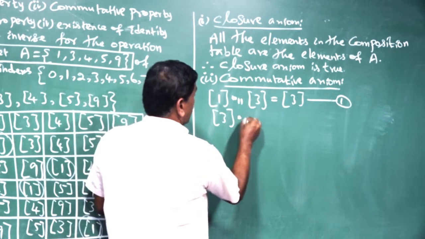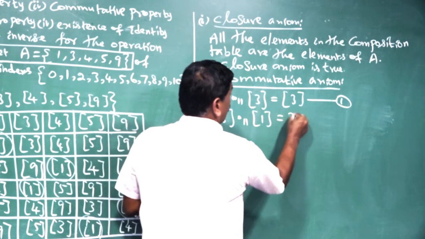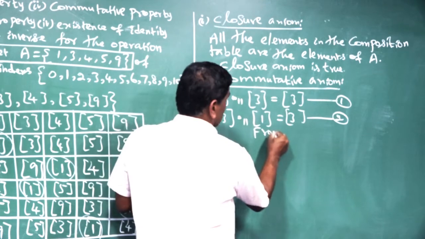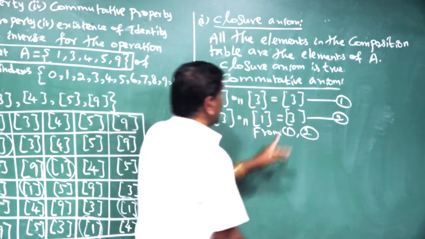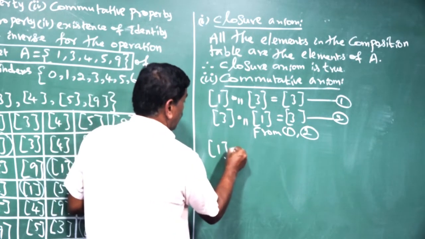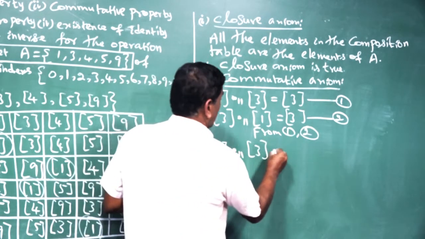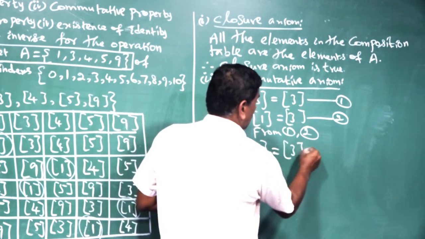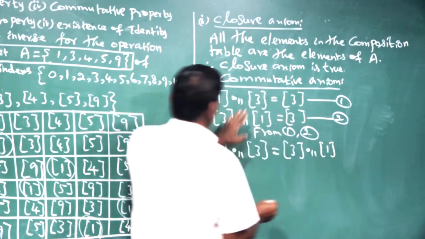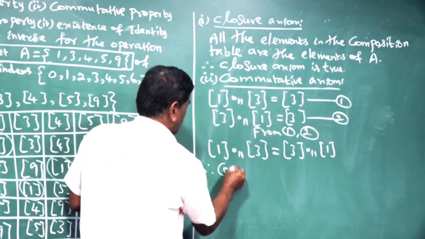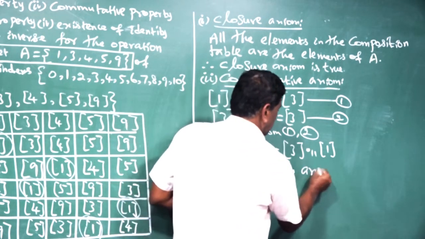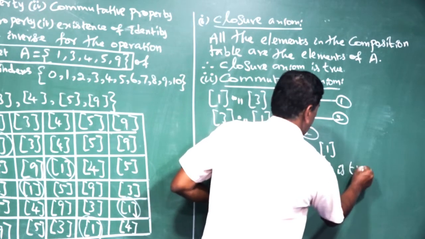Now, its reverse multiplication. 3 multiplication modulo 11, 1. 3 into 1 equal to 3, which is equation number 2. From 1 and 2 it is clear that RHS are equal, therefore LHS are equal. Which means 1 multiplication modulo 11, 3 is equal to 3 multiplication modulo 11, 1. Yes, therefore commutative axiom is true.